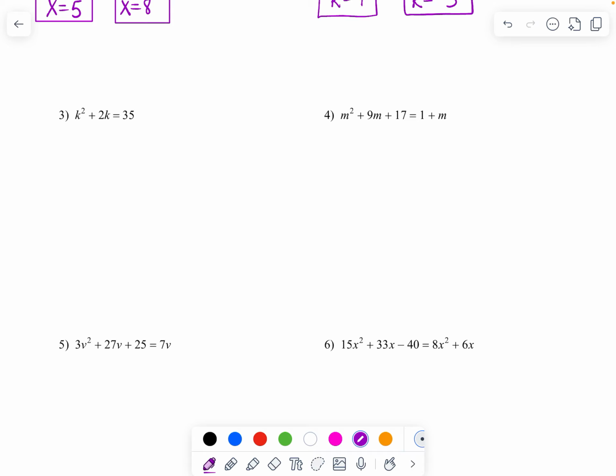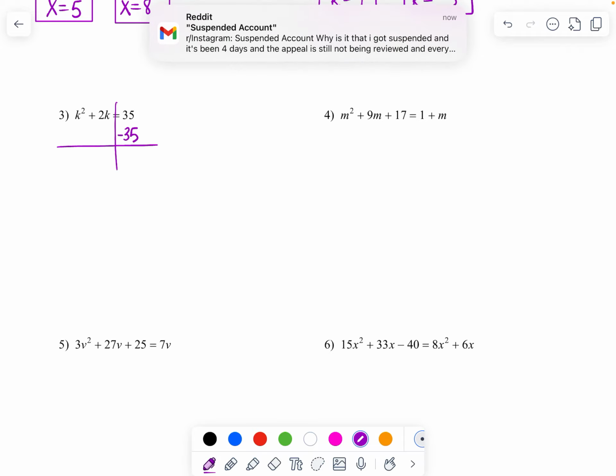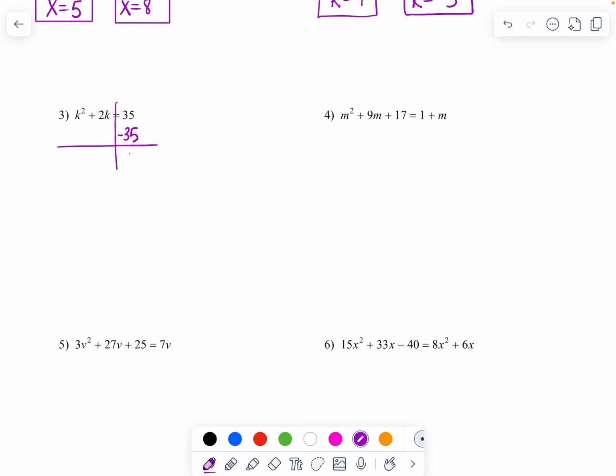All right, in number 3, we have to subtract 35 so that we can make the right-hand side 0. And what sometimes happens is there is no like term on the left-hand side. So where am I going to line it up? You really have two choices.